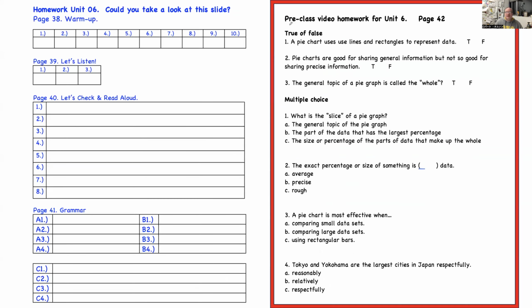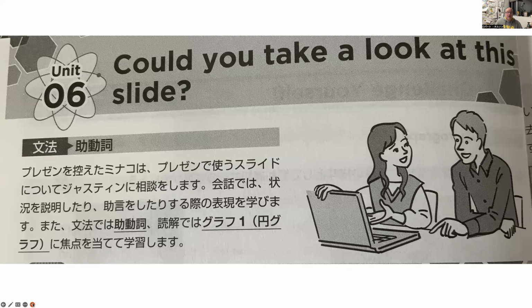Okay, you'll be using the pre-class video homework for Unit 6, page 42. Now, you do not have to do this. This homework is not required, but if you do it, you get 2 bonus points. Okay, but you'll be using this paper if you do it. Okay, so could you take a look at the slide?